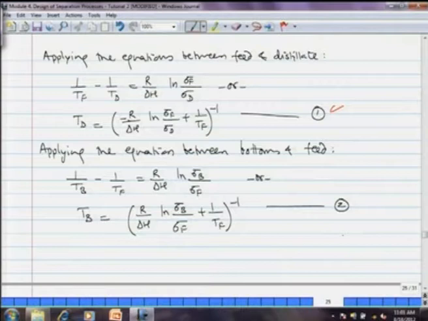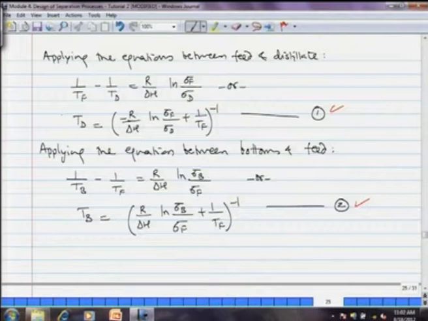Now, we apply the same general equation between bottoms and feed. So, 1 divided by Tb minus 1 divided by Tf, where 1 and 2 become now B and F, is equal to R by delta H into ln sigma B by sigma F, okay. And then we again make it explicit in terms of Tb. Tb is equal to R by delta H into ln sigma B by sigma F plus 1 by Tf, raised to minus 1. So, we have the second expression for Tb.